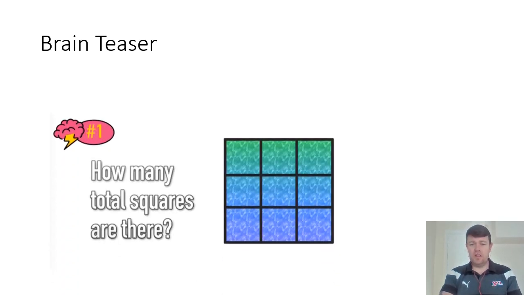I am going to count down from 5 seconds, and after those 5 seconds, I'm going to give you the answer. So here is our square or squares. Tell me how many squares you can see in that image there. Pause the video now, because in 5 seconds, I'm going to be giving you the answer. 5, 4, 3, 2, 1, done. The answer is 14. There are 14 squares in this image.